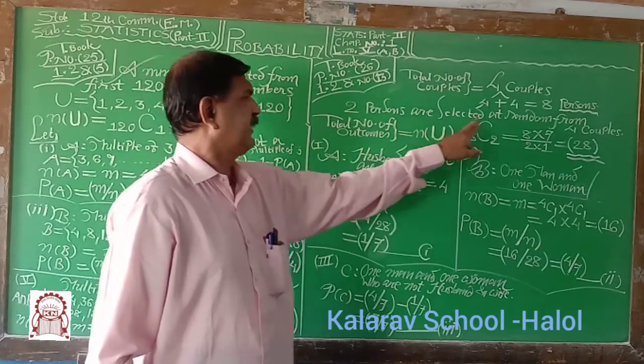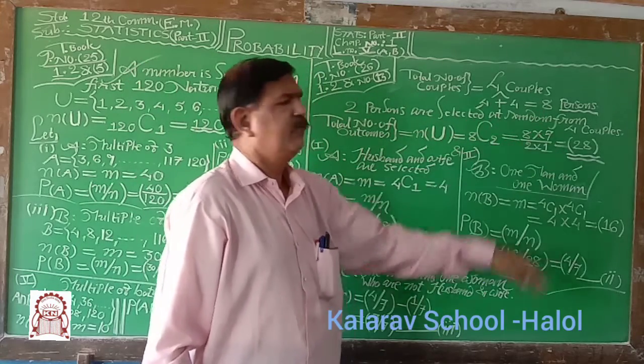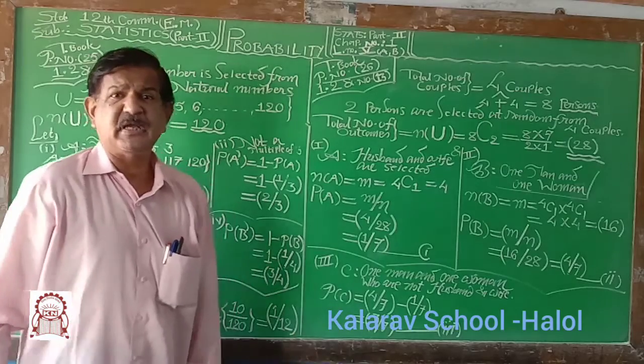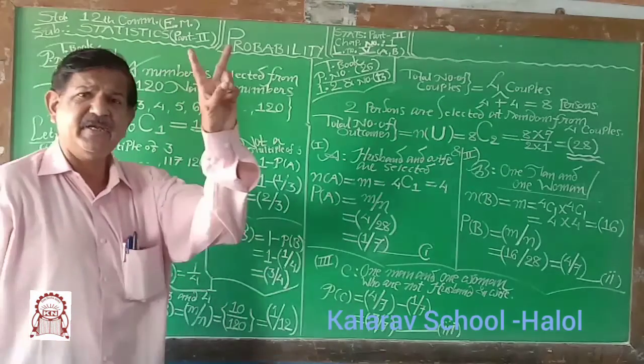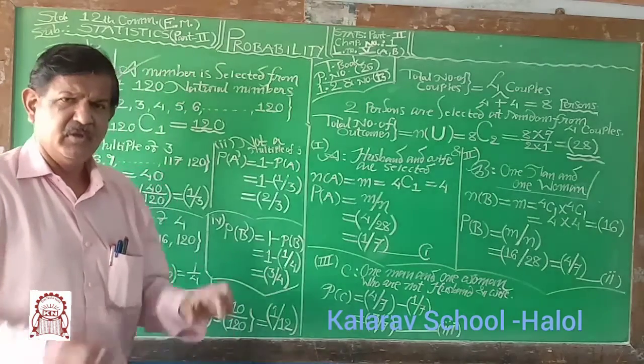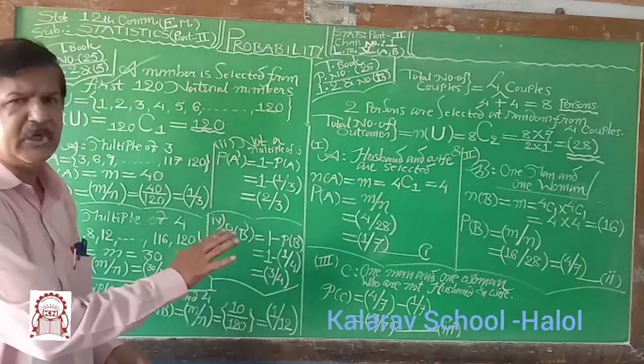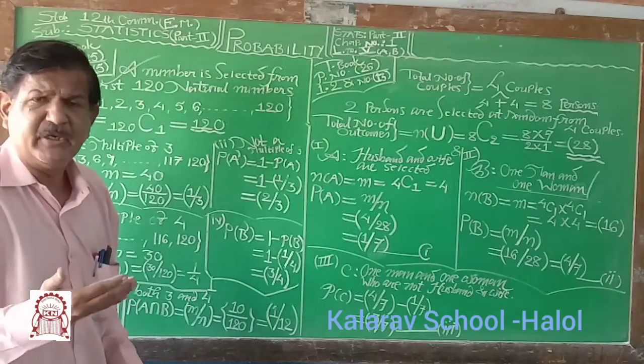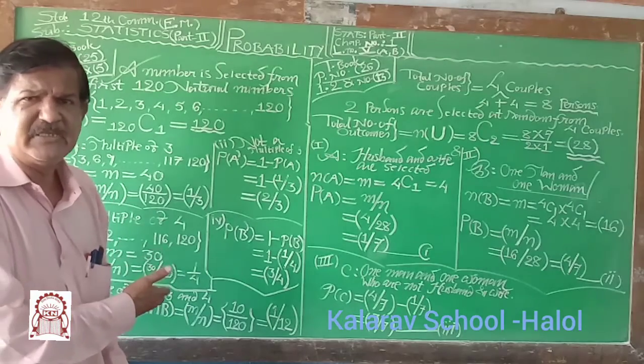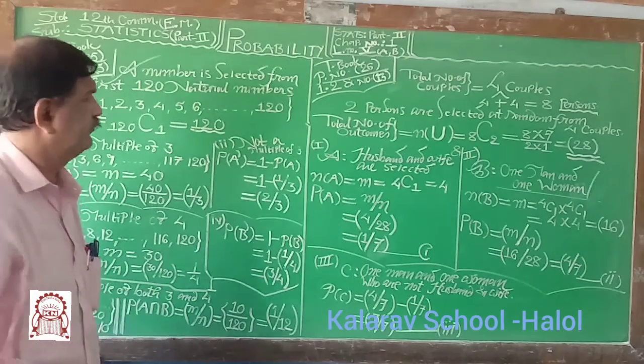2 persons are selected randomly from 4 couples, meaning out of a total of 8 persons, any 2 persons are selected at random. You must see the textbook. These are only the solutions. You must keep the textbook with you and then refer to this example and this video.